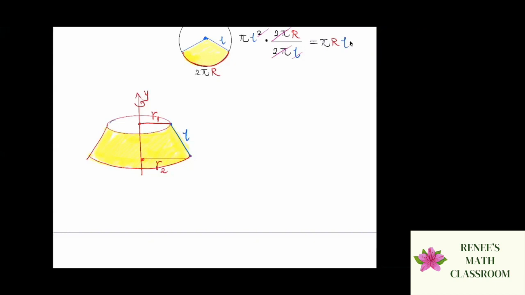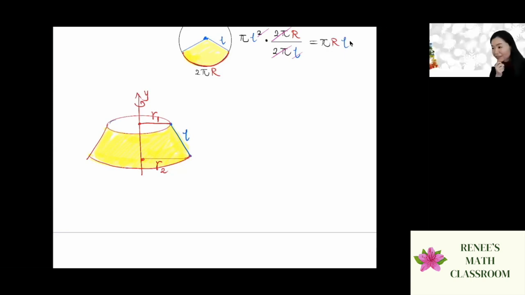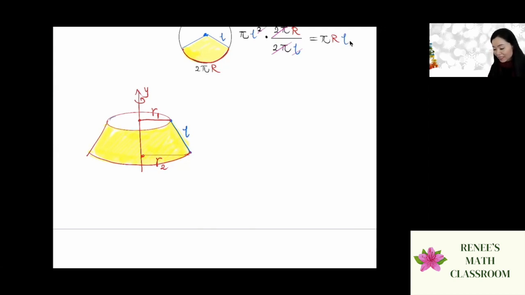Maybe 2 pi (R2 minus R1) times L. Okay. Kind of close. Okay, kind of close. So let's investigate this a little bit further.